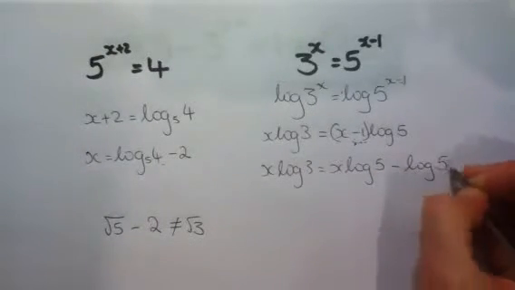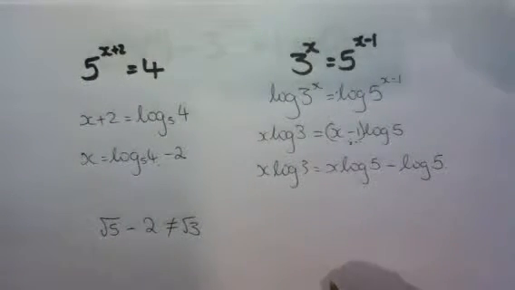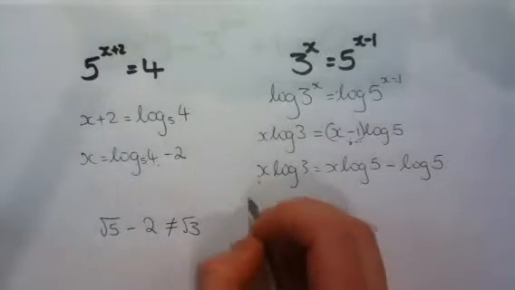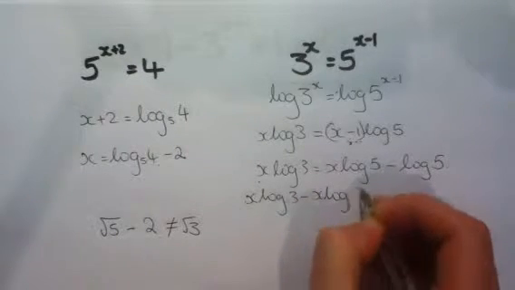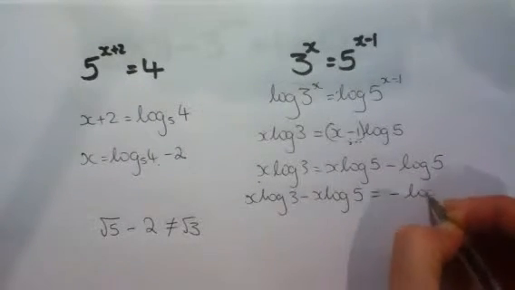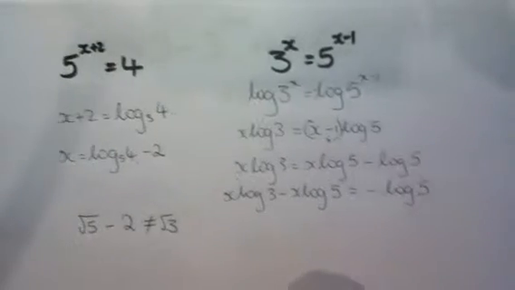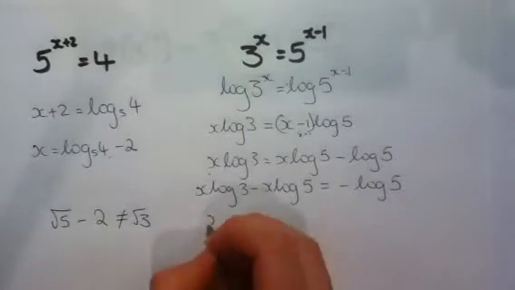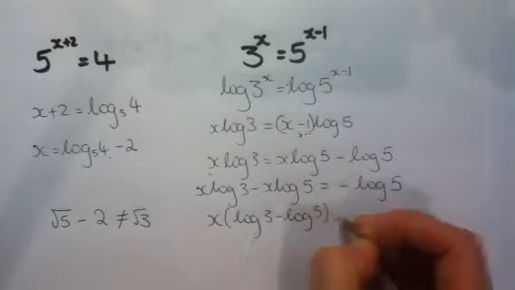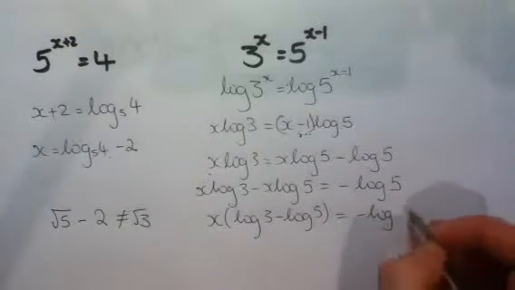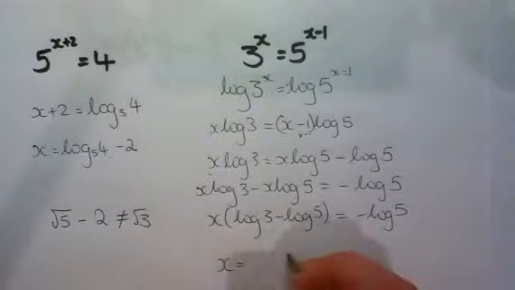x lots of log 5 minus 1 lot of log 5. And just again using all the normal things from GCSE, get all your x's on one side, x log 3 minus x log 5 equals minus log 5. Factorise by pulling x out on the left. And then divide this underneath.